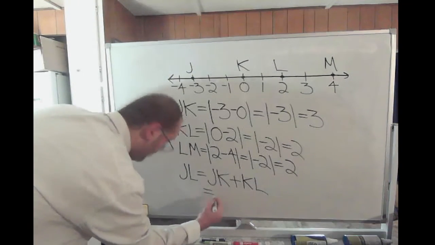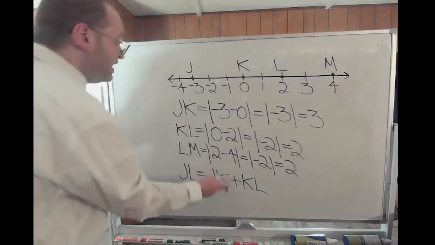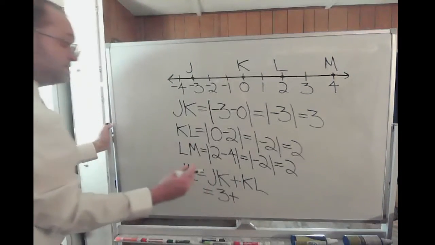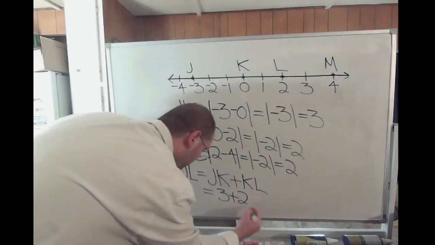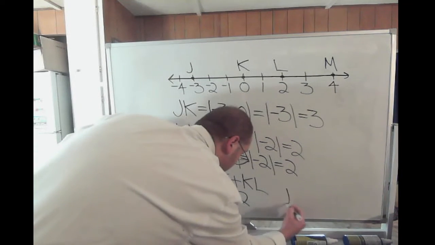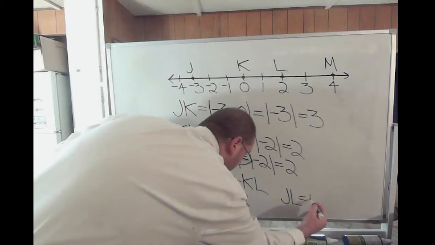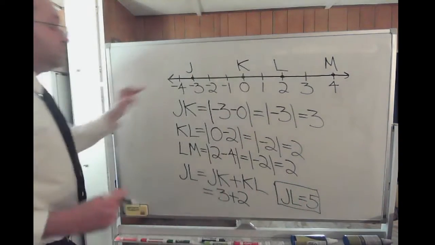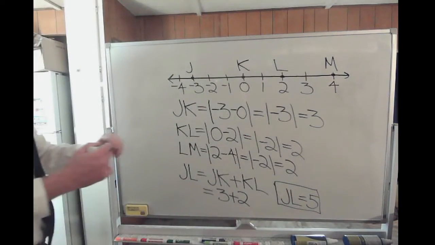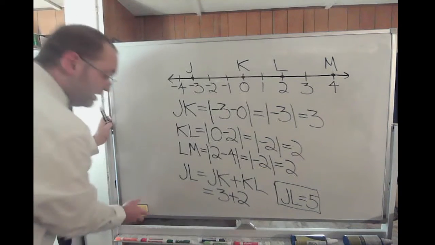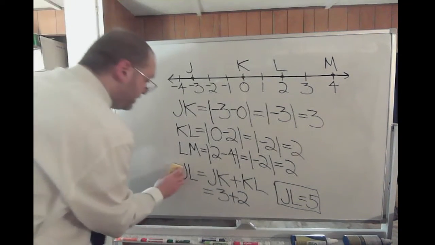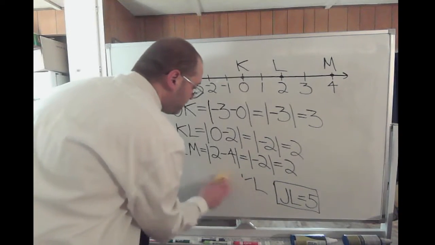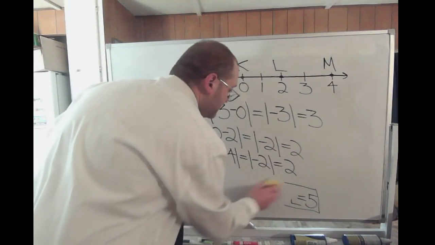So if I stick in the values, I would do JK, which is 3, plus KL, which is 2, which means the length of JL would equal 5. 3 plus 2 is 5, so the length of segment JL is 5. That is the segment addition postulate at work for you. Let's do a few more examples here.